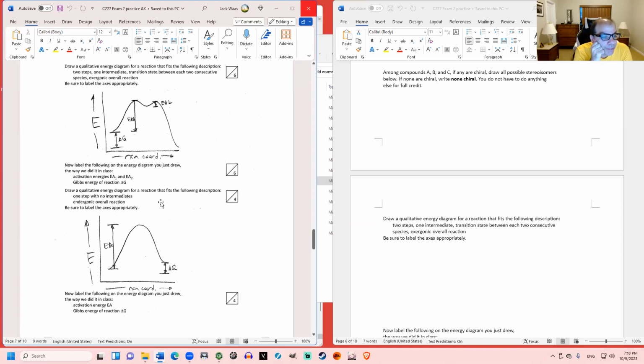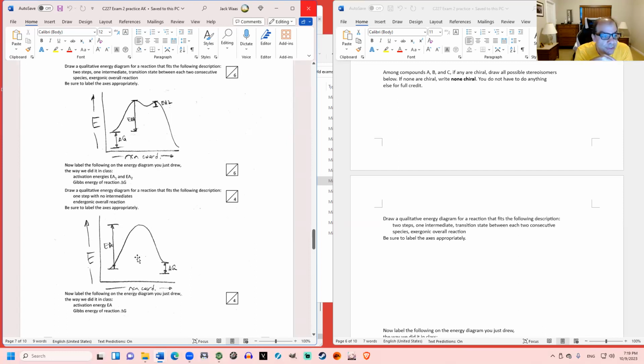The second energy diagram says 1 step with no intermediates, endergonic overall reaction. So that means the product is going to be higher in energy than the starting material. And I didn't line this up too well. This lower line should really be more like here. My eyes must have been a little cockeyed or something like that. So it's the difference in energy between the starting material and the product. That's the delta G of reaction. And the activation energy, once again, is the difference between where you start and the activation barrier, the transition state that you need to get over. There's no intermediates here. It's just 1 step.